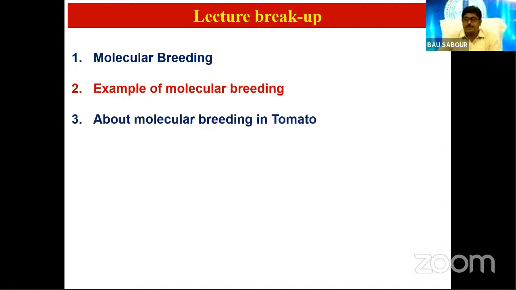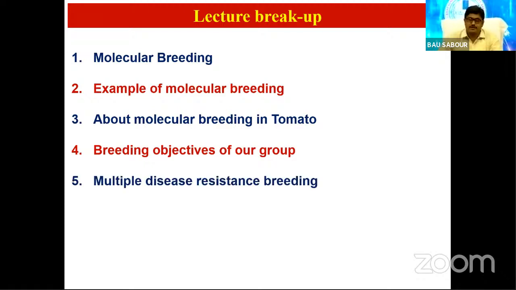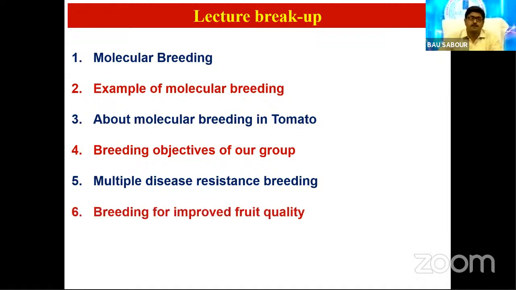Then about molecular breeding in tomato, which kind of issues we are dealing. Breeding objectives of our group that we have taken as the thrust area of research for location-specific cultivar development, as well as addressing some of the issues of national importance. Then multiple disease resistance breeding, which is feasible only through molecular breeding, as we are addressing through our program. Then breeding for improvement in fruit quality. And finally, I will give some of the suggestions regarding further readings in these aspects that will be basically helpful for the students associated with this program and who want to know about the molecular breeding in greater depth.